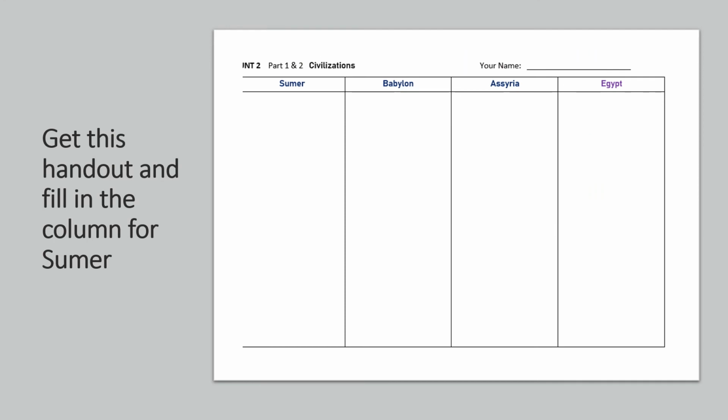So at this point, go ahead and get your sheet out. It looks like this. It's a chart. And through 2.1, you're going to be taking notes on each civilization through presentations, but we're going to be concentrating just on Sumer, which is the first column.